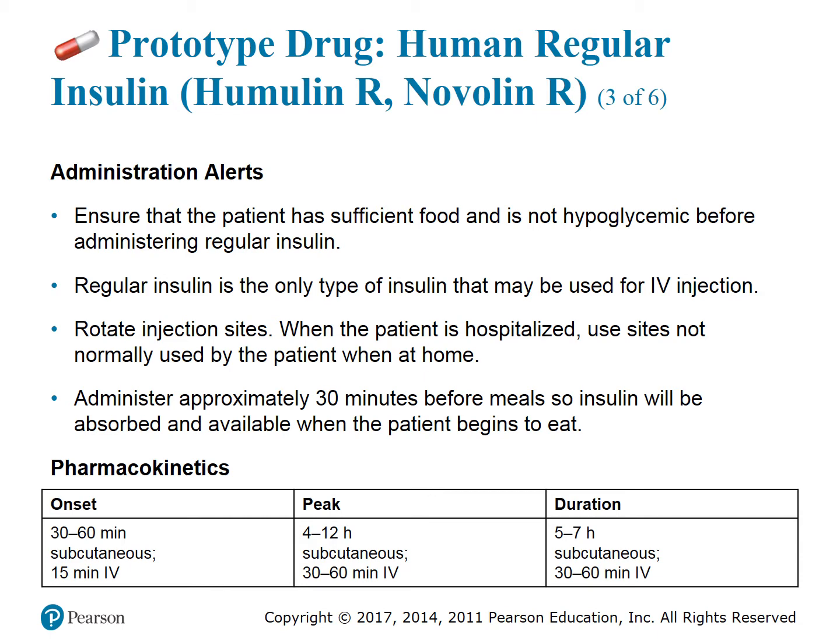Make sure they can see the syringe correctly. Make sure they know that the orange cap on a syringe is dedicated only to insulin. Make sure they use alcohol pads, because they're going to have to do this at home. If they don't do it at home, guess what? They're going to come back in with DKA, right? Administer approximately 30 minutes before meals, and again, that's in reference to the regular insulin. Okay.